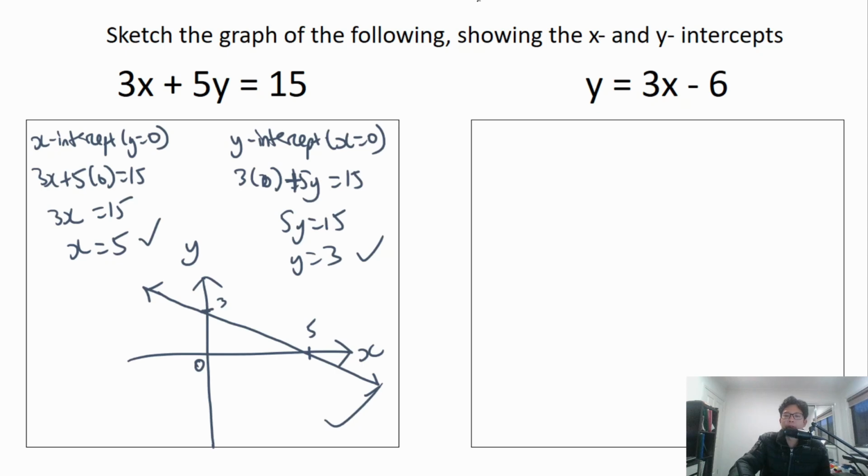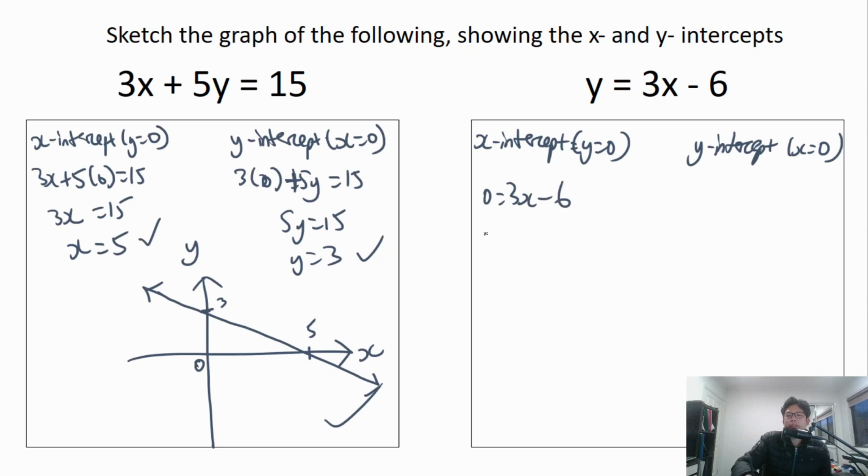Now let's have a go at the question on the right. y equals 3x minus 6. The same deal, right? You're working out the x-intercept, which is y equals 0. The y-intercept is x equals 0. So let's substitute y equals 0 first. 0 equals 3x minus 6. 6 equals 3x. x equals 2.